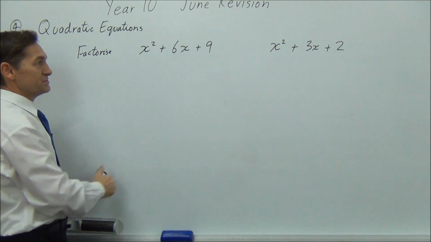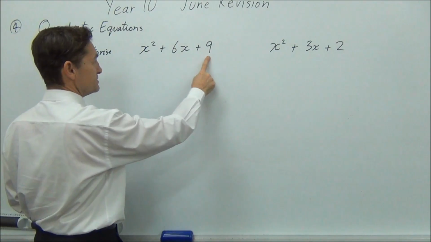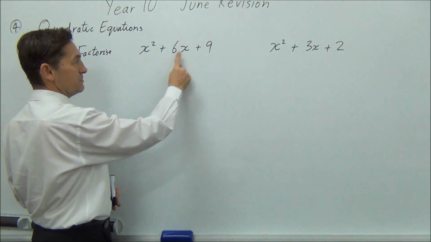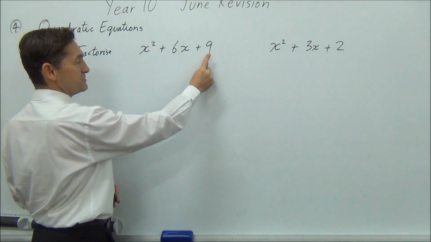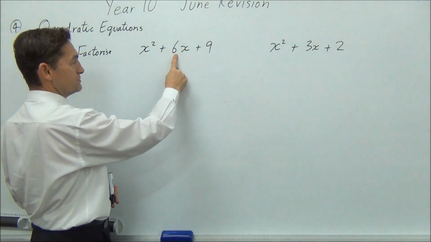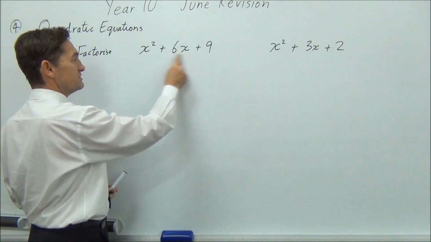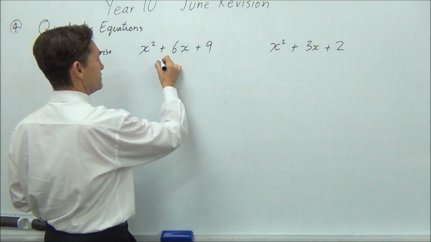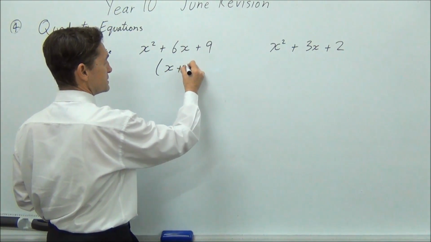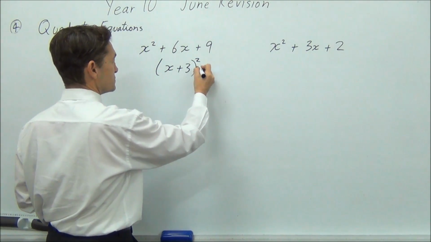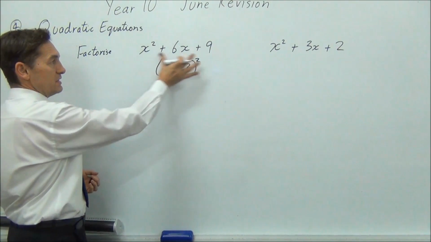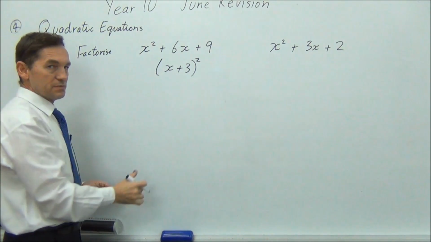If you factorise these two, you should recognise this pattern where you've got double the middle and a square there. 3 times 3 is 9, 2 times 3 is 6. So this is a perfect square and this will factorise to x plus 3 squared. Anytime you've got that sort of pattern, it's going to be a perfect square.